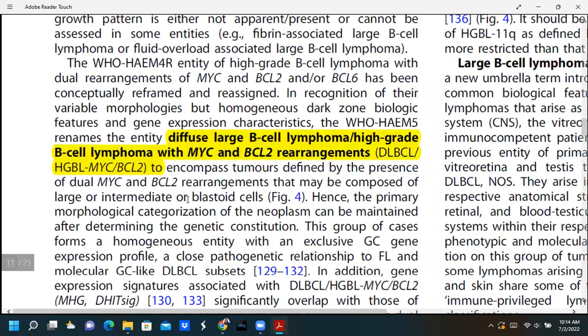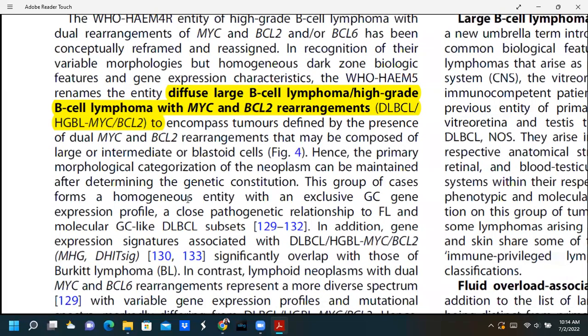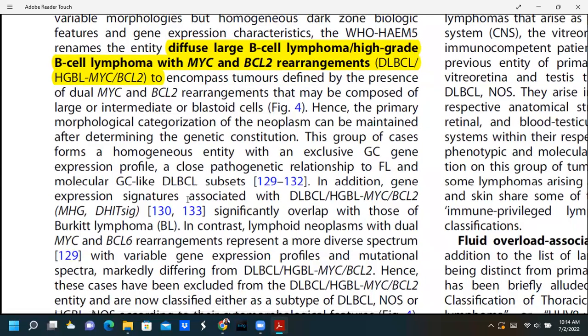Hence the primary morphologic categorization of the neoplasm can be maintained after determining the genetic constitution. This group of cases forms a heterogeneous entity with exclusive GC gene expression profiles, a close pathogenetic relationship to follicular lymphoma, and molecular GC-like BLBCL subsets.